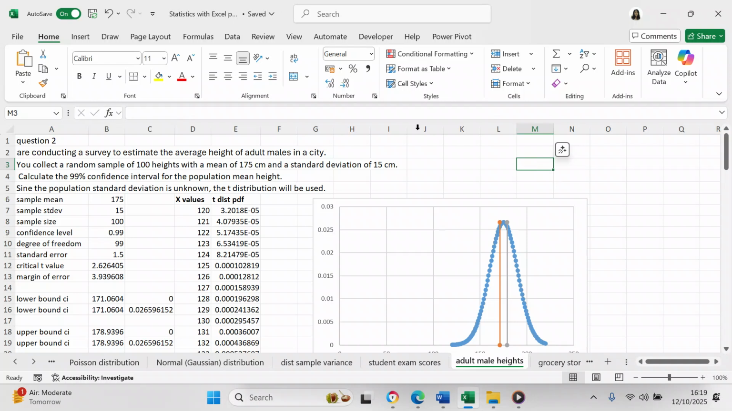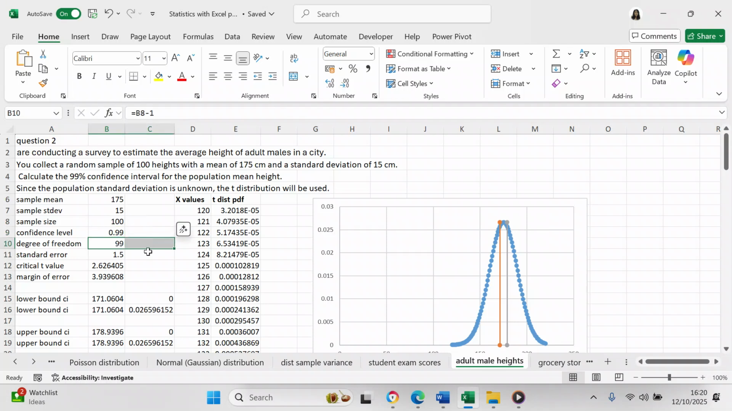Since the population standard deviation is unknown, the t-distribution will be used. So they gave you a hint. So that's good. You don't have to try to figure it out on your own. So the sample mean is 175. Sample standard deviation is 15. Sample size is 100. Confidence level is 99%.